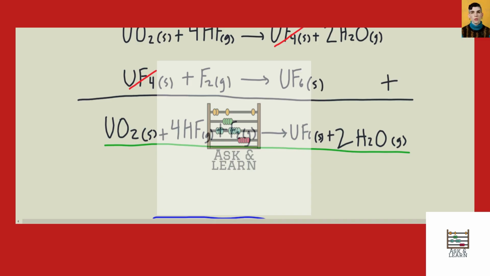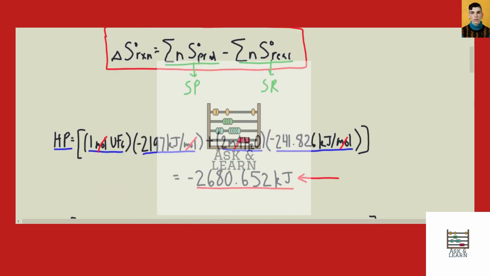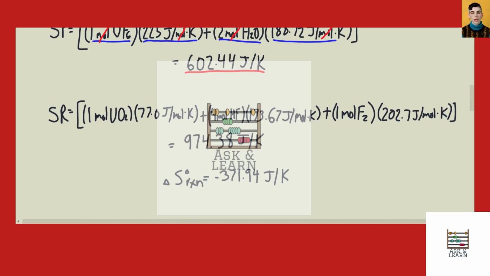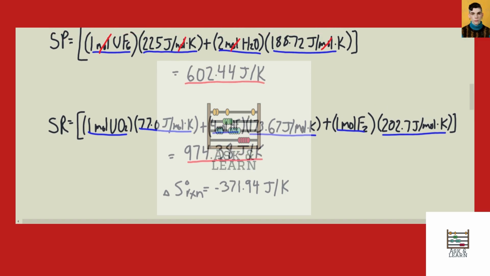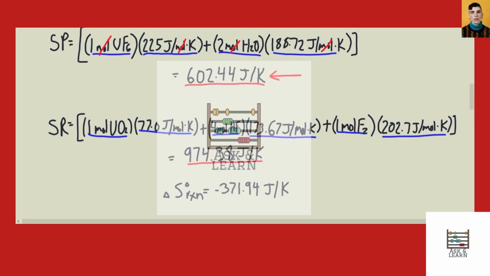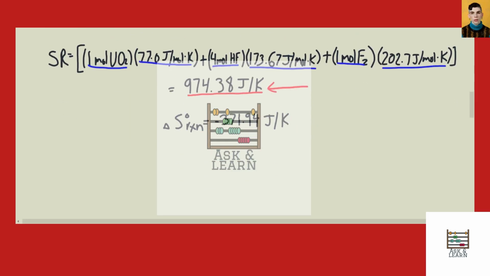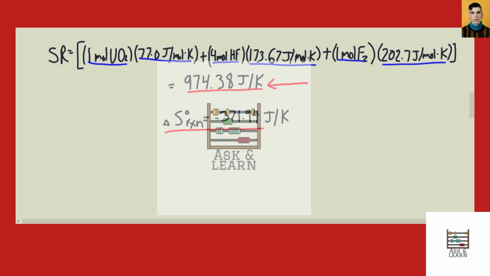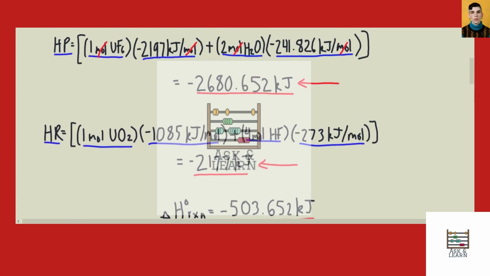And then we find the total entropy of the reactants, seeing that we have 1 mole of UO2, 4 moles of HF, and 1 mole of F2. Multiply each one of those by their respective standard molar entropy values, which we can look up. And when we add them all together, we get the total entropy of the reactants. Now we take the total entropy of the products minus the total entropy of the reactants, and we get the total change in entropy of the reaction.